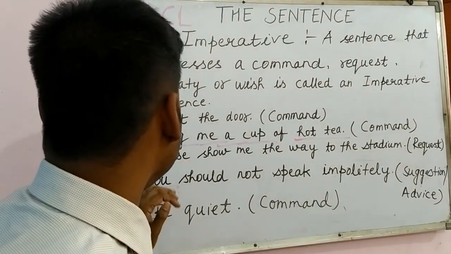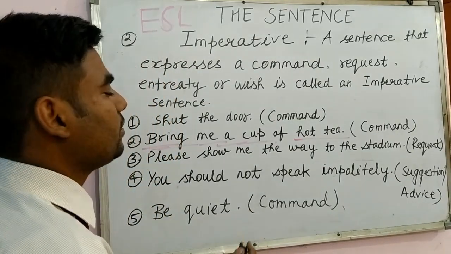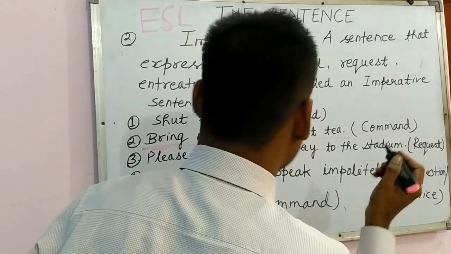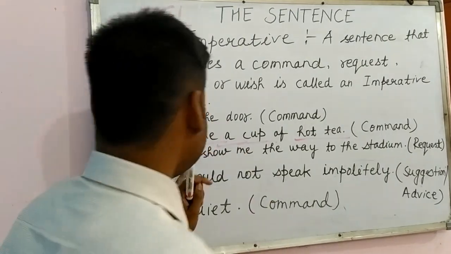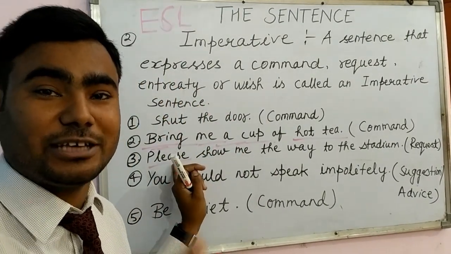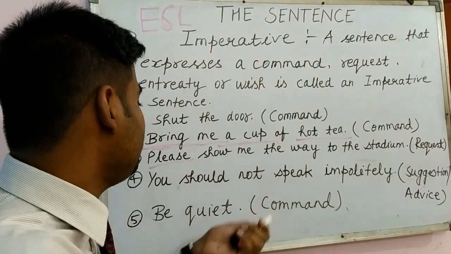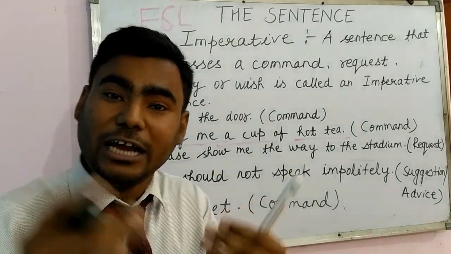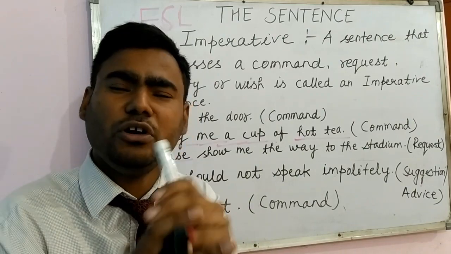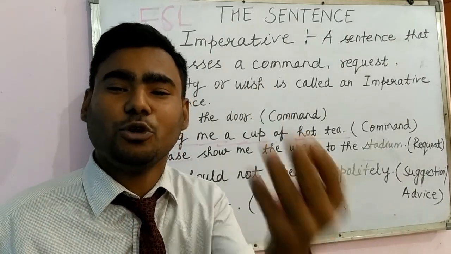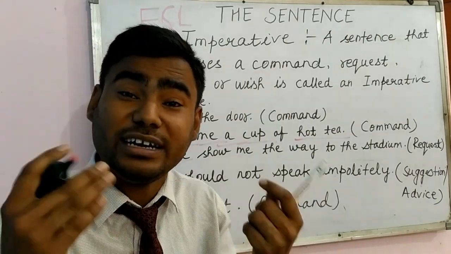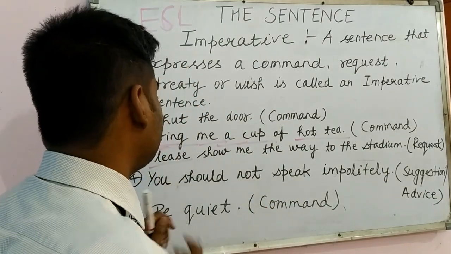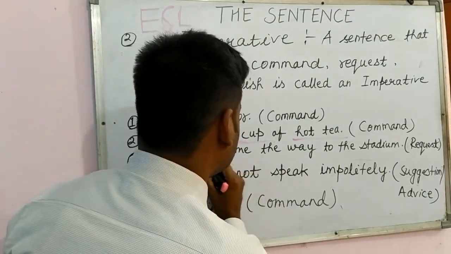Understand? Next topic: please show me the way to the stadium. Please means a request. Someone asks you to suggest or say something. Please is the request command. You are being polite when asking anyone. You don't need to be confused or hesitant, just say please. What does it actually mean to say something? Show me the way. Show me the way.